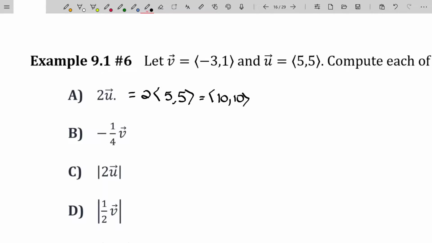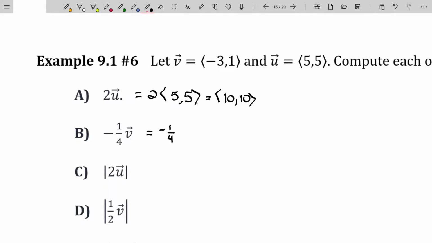Okay. Negative 1/4 times v. Well, that's negative 1/4 times the vector negative 3, comma 1. Or in other words, 3/4, comma negative 1/4. So both of those should not be too terrible.